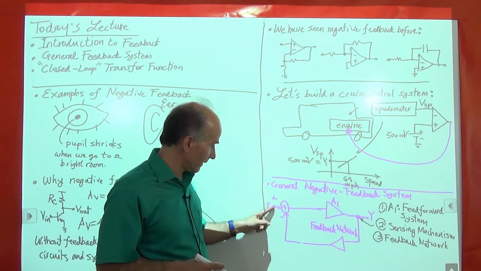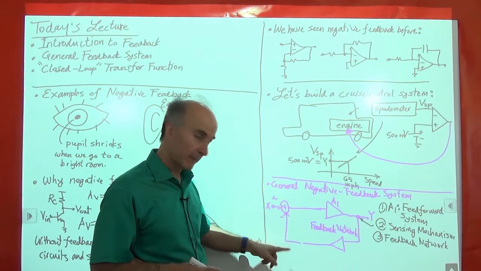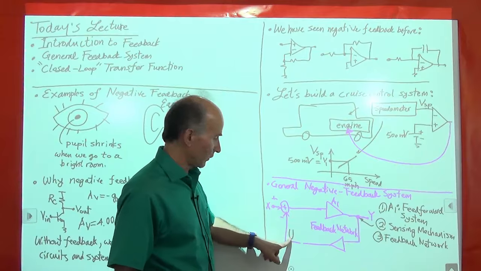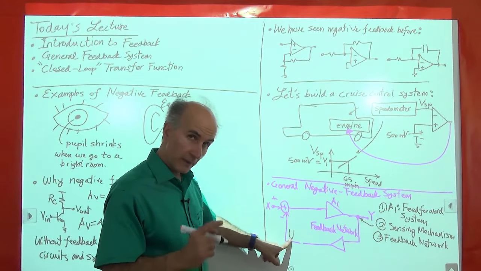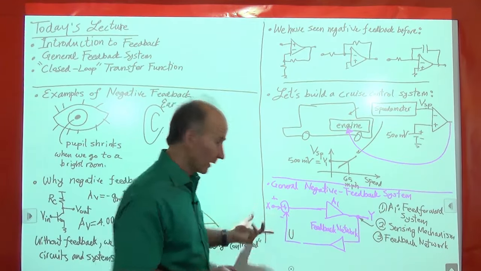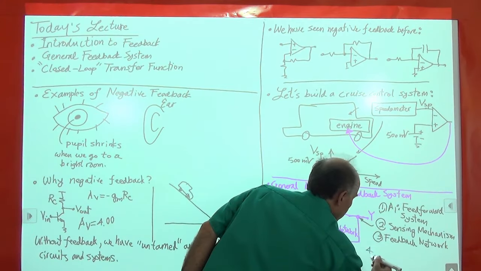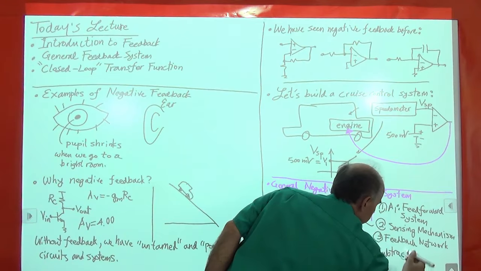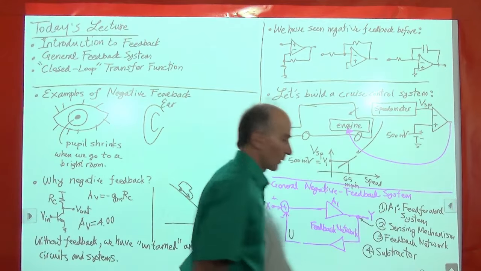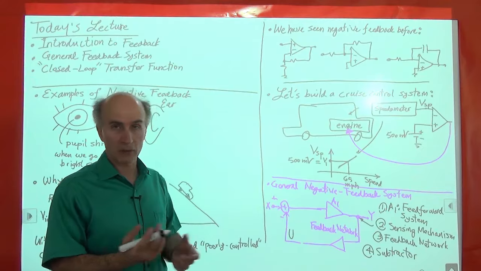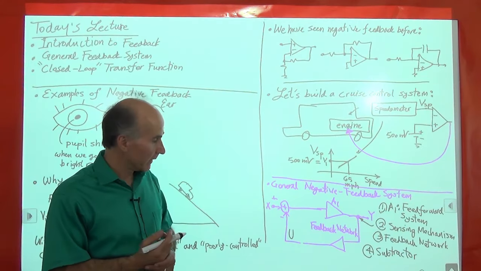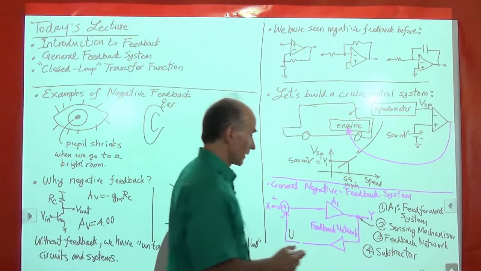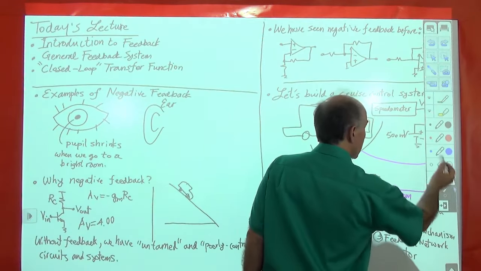It's comparing this signal with this signal, right? Let me name this U. So we'll call this U. It's comparing X and U. In particular, it's subtracting U from X. So we'll call this a subtractor. It's really comparing the two, right? All right, so some terminology, some definitions, just to make sure that everything is clear.